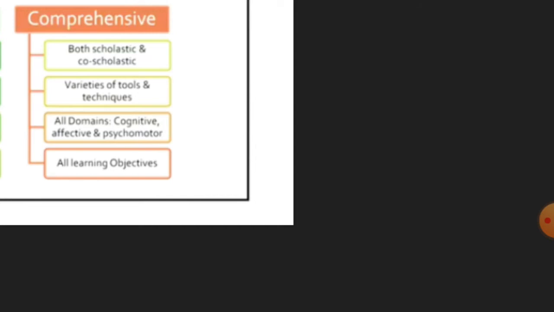So to develop these three domains, we should encourage the scholastic and non-scholastic domains in the students. That means curricular and co-curricular activities should be encouraged in the classroom to develop the student's all-round development. So all learning objectives should be reached. That means all the learning objectives, curricular and co-curricular, scholastic or co-scholastic activities, must be evaluated.